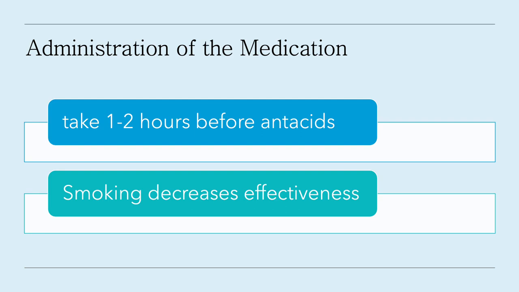So administration of this medication, you want to take them 1 to 2 hours before your antacid. And also, smoking decreases the effectiveness of the medication. So you want to tell your patient, hey, you may want to stop smoking because smoking is going to make this medication not work as good as it could.